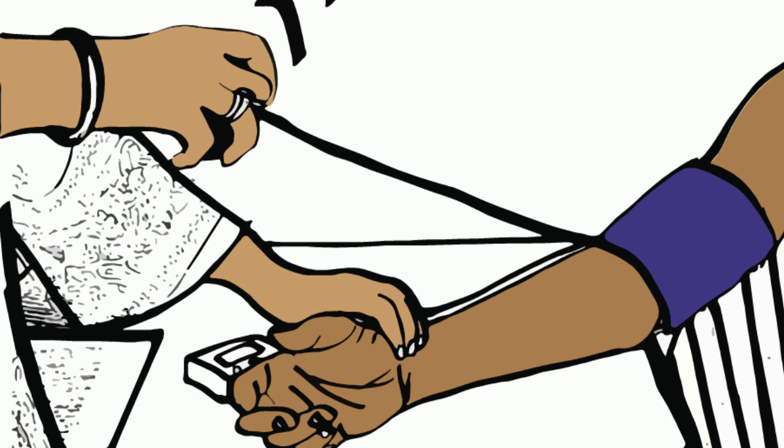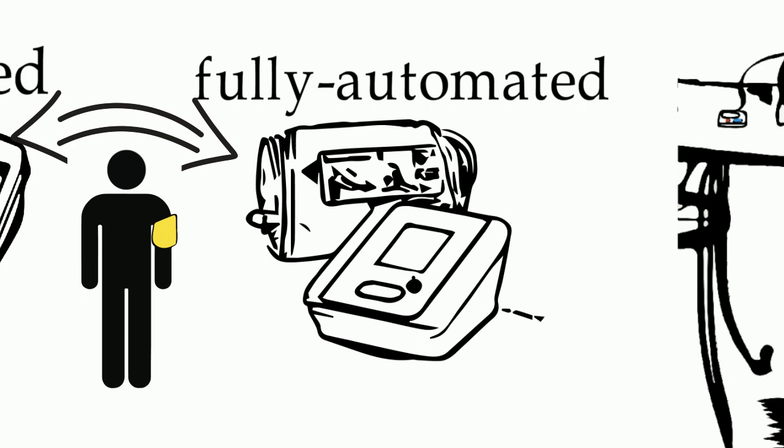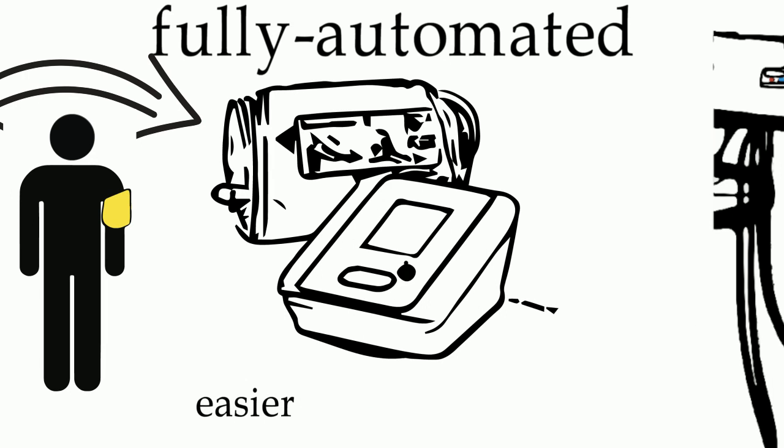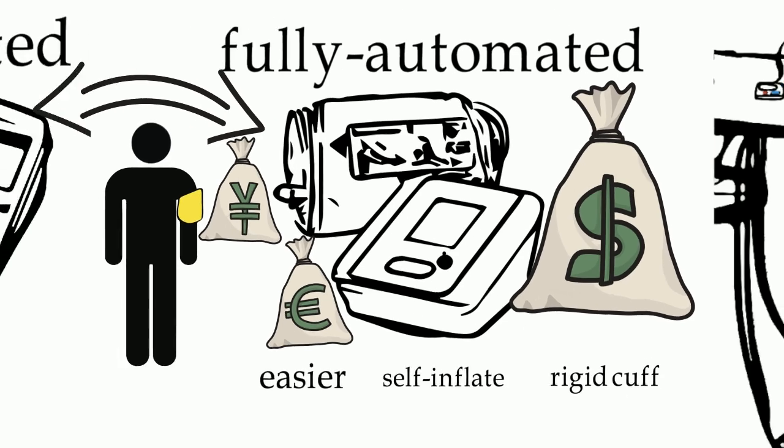With a semi-automatic device, you must squeeze the bulb on the blood pressure cuff. The device will do the cuff deflation and assessment of the blood pressure reading. These devices need to be purchased along with different cuff sizes. Fully automatic devices are easier to use, and unlike semi-automated devices, they will self-inflate. Some also have a rigid cuff that accounts for differences in arm sizes. However, these devices are more expensive.